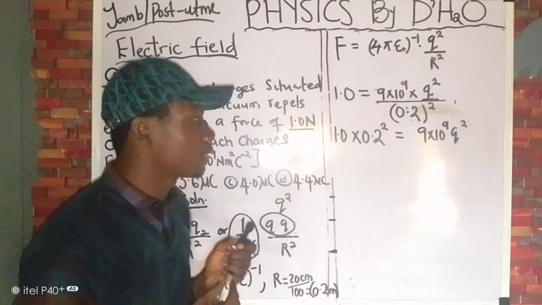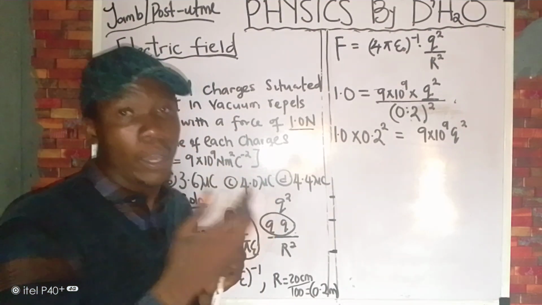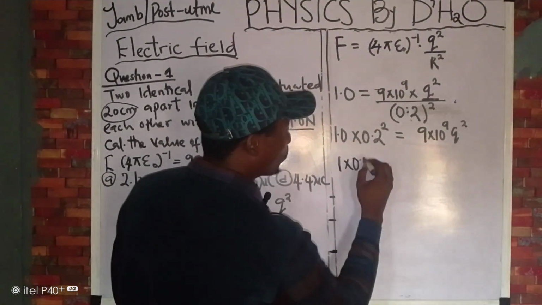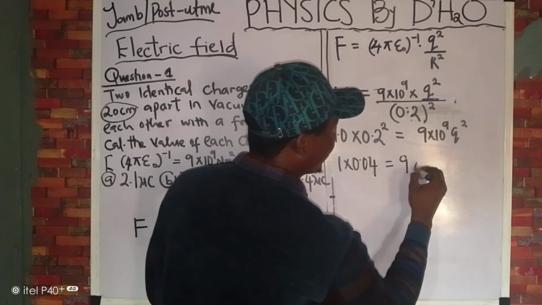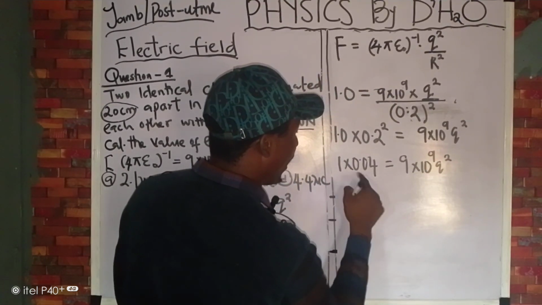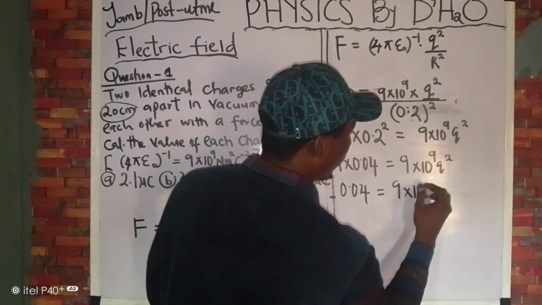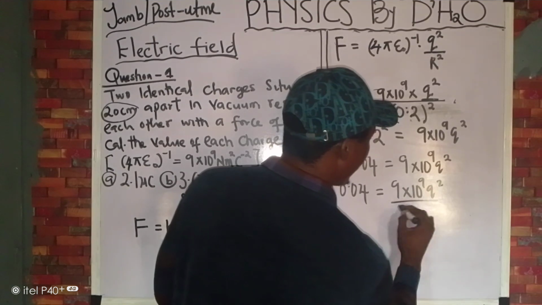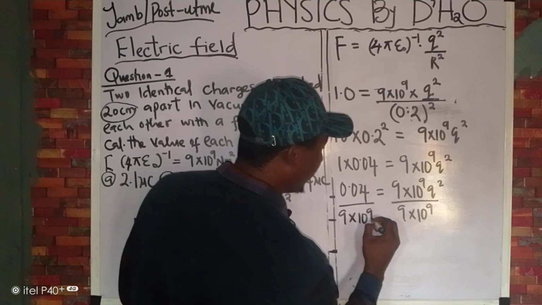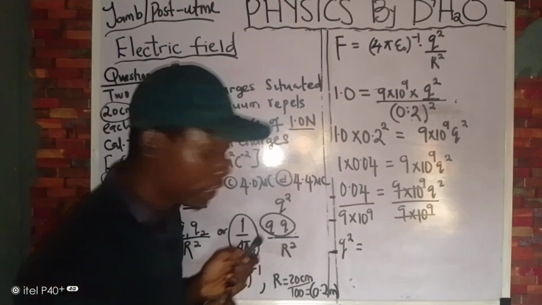Now what is 0.2 squared? That's 2 over 10, 2 over 10. You have 4 over 100 and you have 0.04. So that means this one is 1 times 0.04 equals to 9 times 10 to the power of 9 Q squared. If you multiply these two, you have 0.04 equals to 9 times 10 to the power of 9 Q squared. So divide both sides by 9 times 10 to the power of 9. Do the same here, 9 times 10 to the power of 9. So this one cancels this. You have Q squared equals to, let's do this.